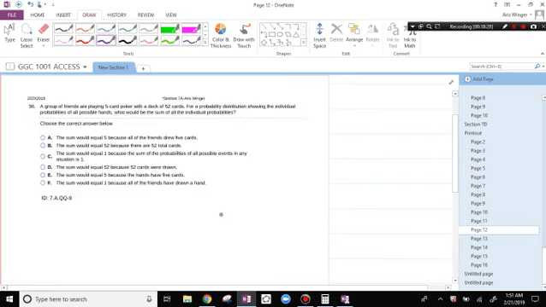A group of friends are playing 5-card poker with a deck of 52 cards. For a probability distribution showing the individual probabilities of all possible hands, what would be the sum of all the individual probabilities? It needs to be 100%, which is 1. The sum would equal 1 because the sum of the probabilities of all possible events in any situation needs to be 1. Hope it helps.